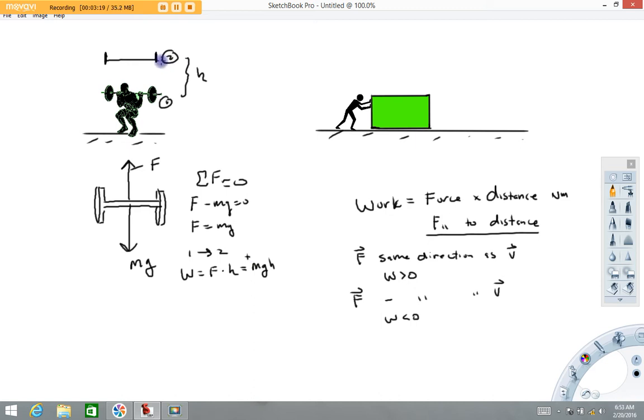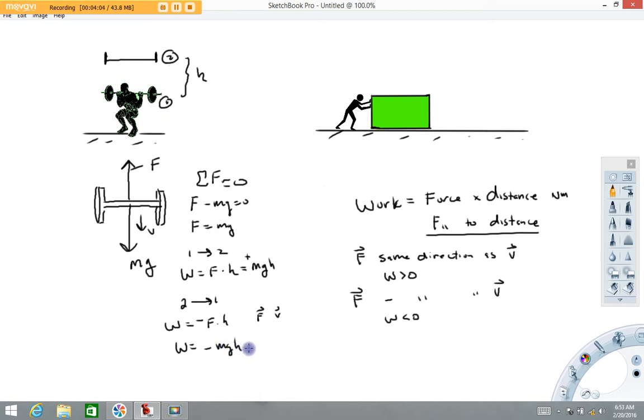If the person, however, lowers this from 2 back to 1, again slowly, there's no acceleration, the free body doesn't change. The force that the person applies on the dumbbell is still up. So if the dumbbell moves from 2 to 1, the work done is still force times distance h, but it's negative now because the force vector is in the opposite direction of the velocity. Right? Again, if this thing's moving from 2 to 1, the velocity vector for this particle would be down. When the force is in the opposite direction of the velocity, work done is negative. So if we wanted to, we could write that term minus mgh.